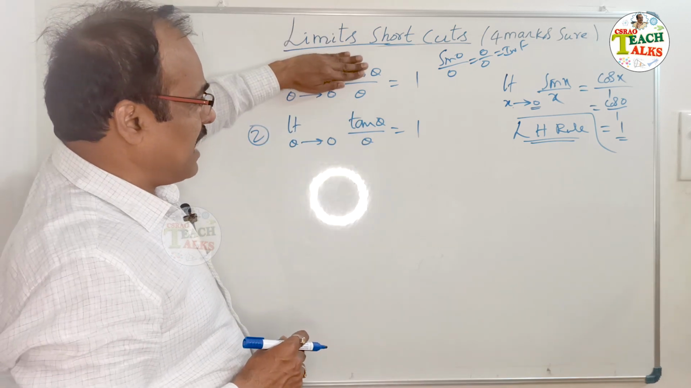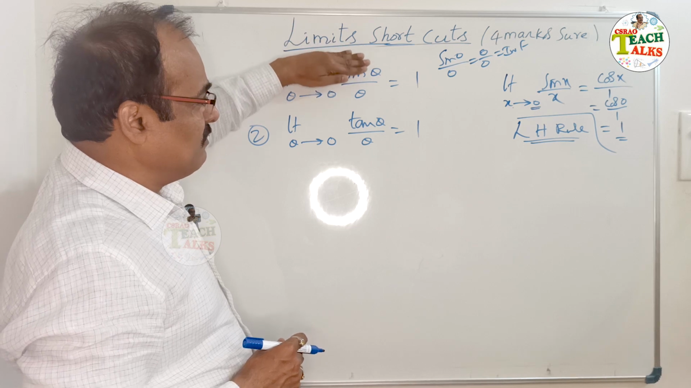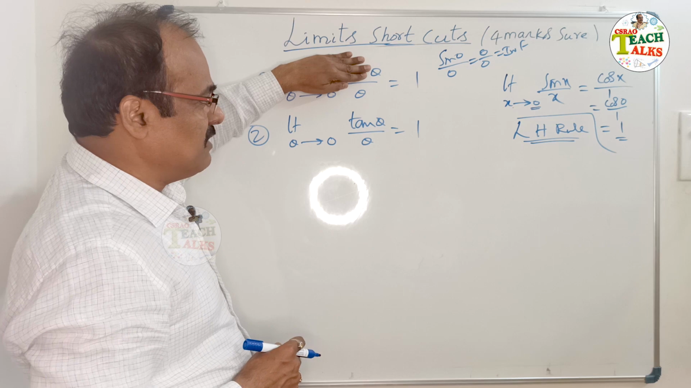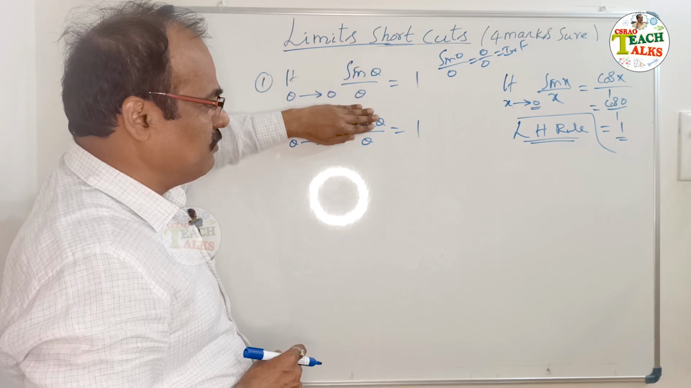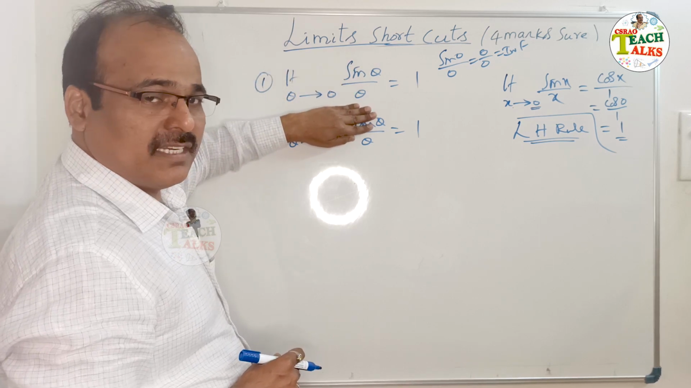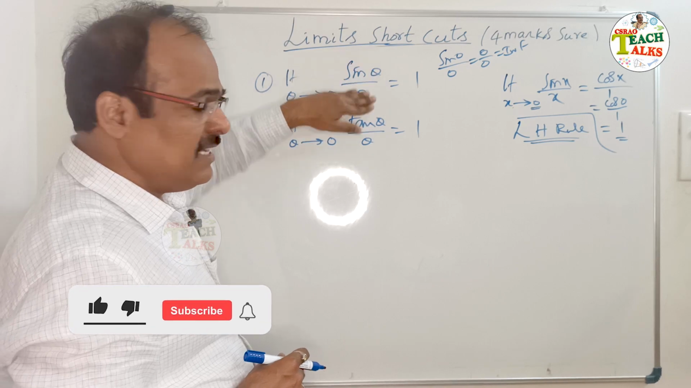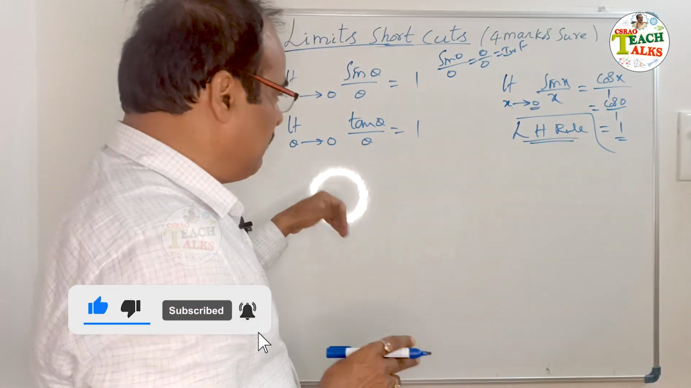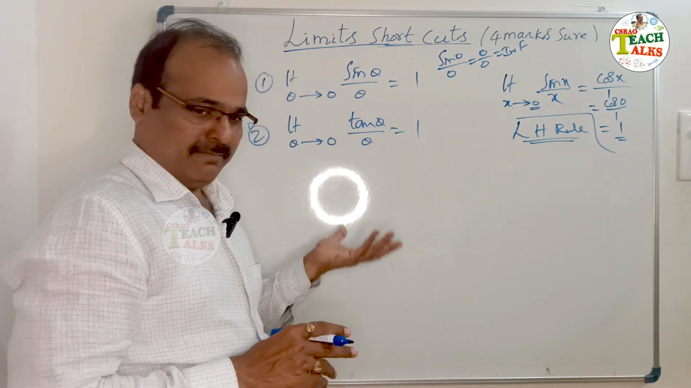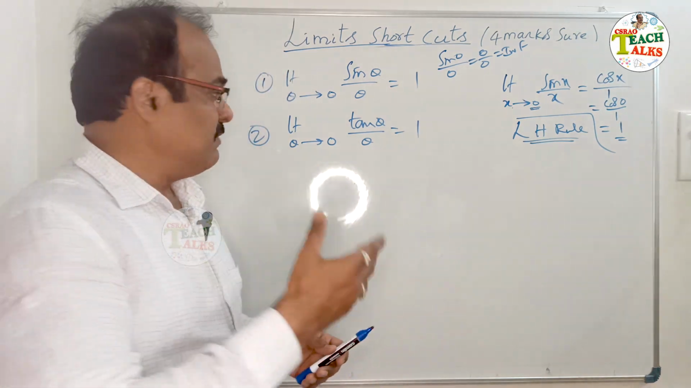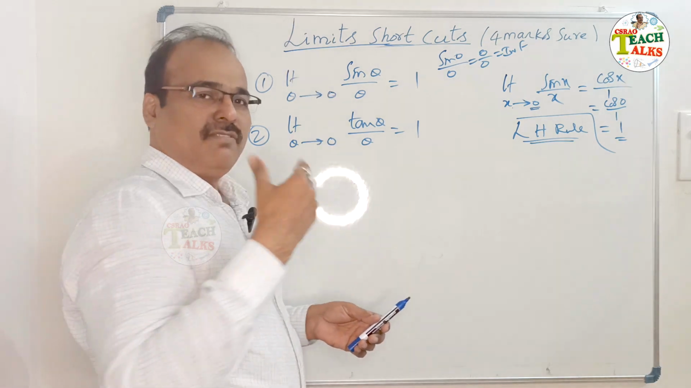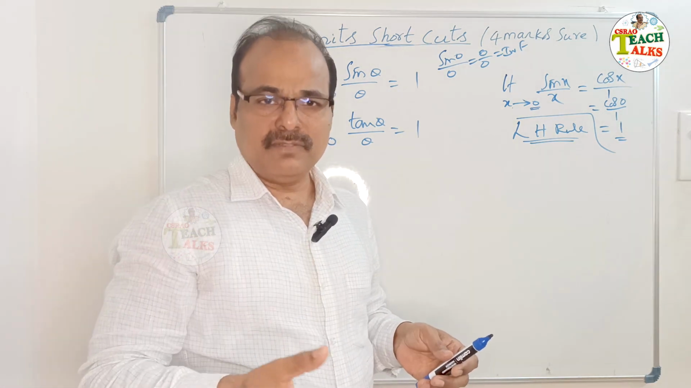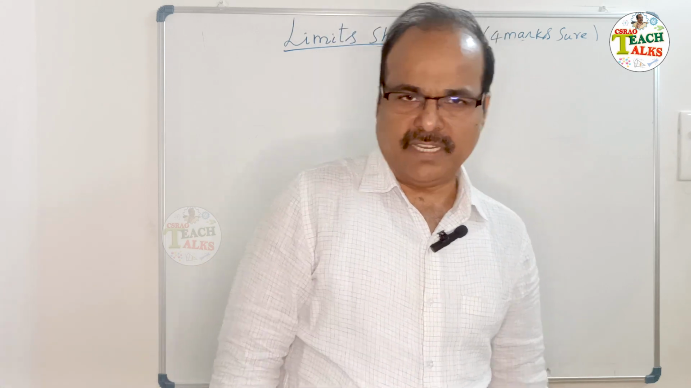Just close the sin. What do you see? Theta by theta, that is 1. Same thing by same thing is 1. Here also, if you remove the tan, theta by theta is also 1. It is very easy to answer this question. We are always eliminating sin and tan and doing the problems. We are going to do another example. Now we will give some examples.